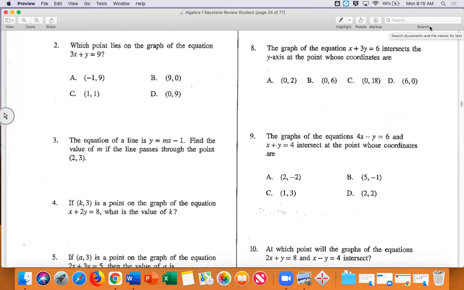Sophie, number 8, the graph of the equation x plus 3y equals 6 intersects the y-axis at what point? You said A. All right. So here, first thing you're going to do is cross off D because it says y-axis. That means x is going to be 0, right? So you're going to cross off any one that doesn't have x as 0. And you said A, and you were right. Because if I plug in 2 for y, I have 0 plus 3 times 2, that's 6, and 6 equals 6. Nicely done.